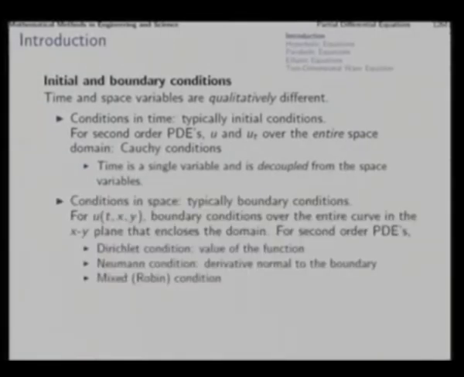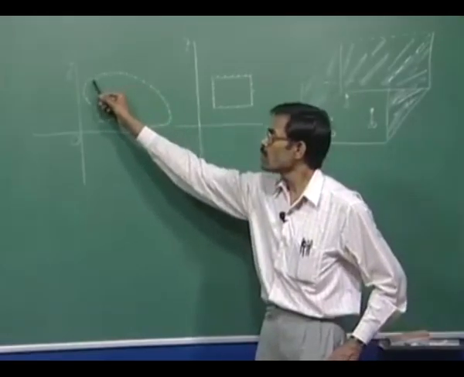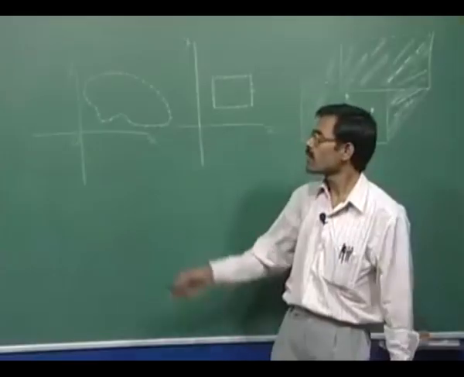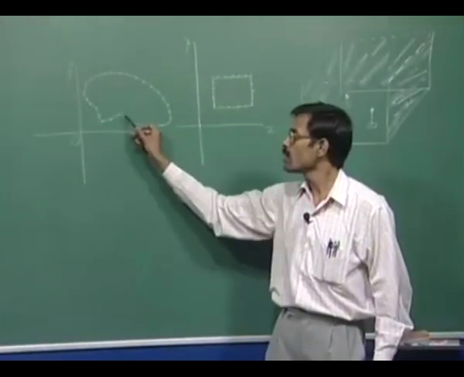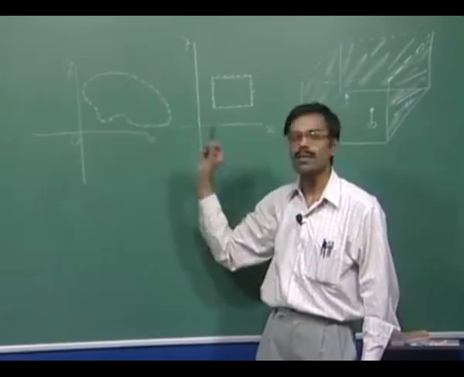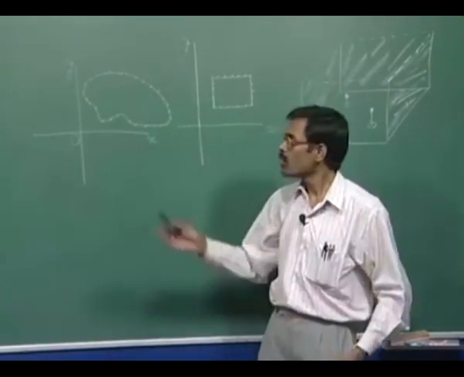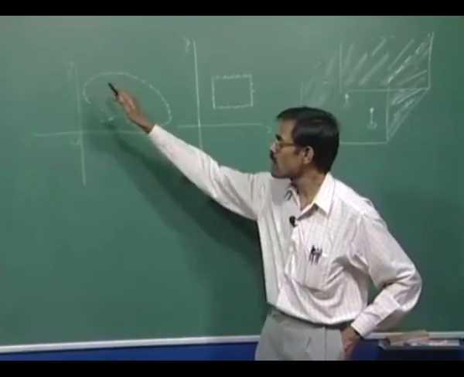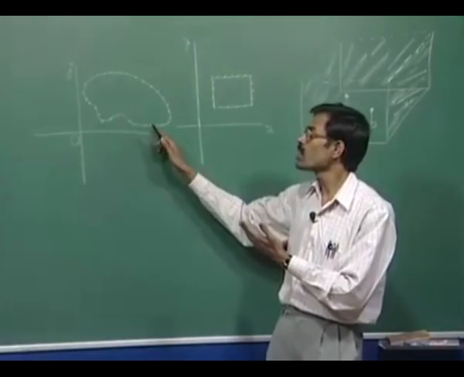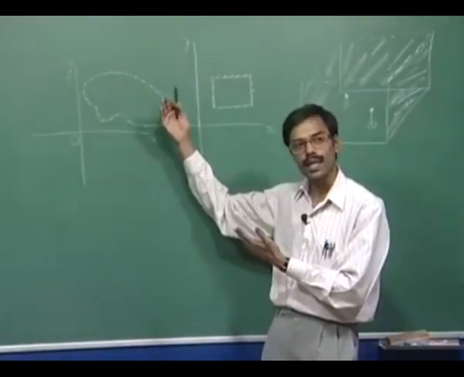On the other hand, conditions in space are typically boundary conditions. So, for example, for u of t, x, y, boundary conditions will be needed over this. You cannot say that I will supply boundary conditions over x and over y. If the geometry of the domain is like this, then over this entire boundary, all points, entire boundary curve, you have to supply the boundary conditions. Now, here you see that the variables x and y have been combined. So, you are talking about supplying the boundary conditions over a curve in the xy plane.